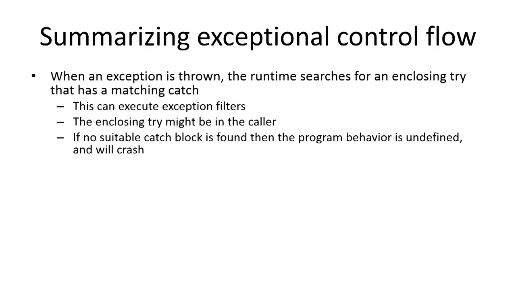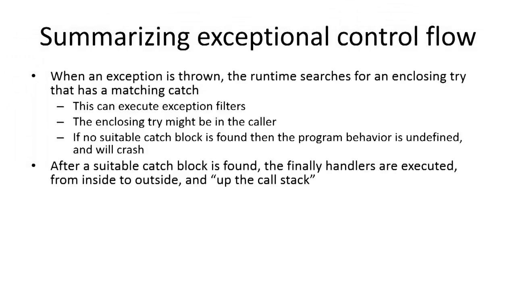So to summarize how exceptional control flow works, because you may be a little bit confused at this point because it's complicated. When an exception is thrown, the runtime searches for an enclosing try block that has a matching catch. It can execute exception filters as it goes while it's trying to find a matching catch. The enclosing try that has the appropriate catch handler might be in the caller. If it can't find a suitable catch block, then the program is going to crash. Something terrible is going to happen. And what exactly happens, whether it says, would you like to start a debugger, or reports it to Microsoft, that's up to the operating system to decide.